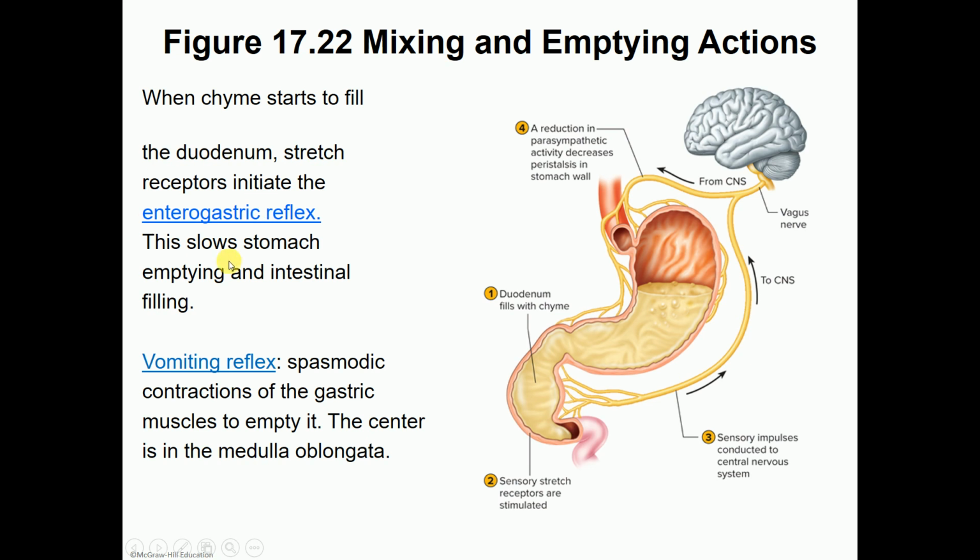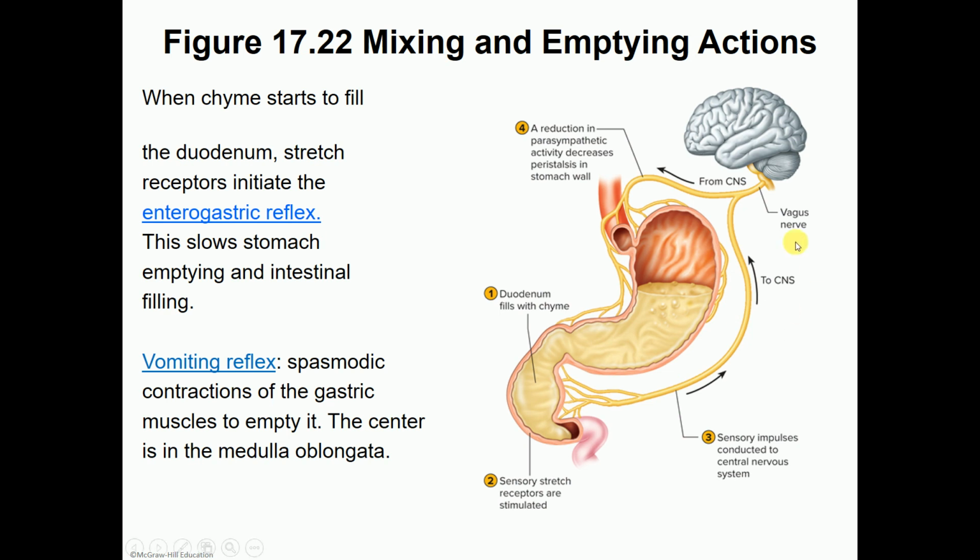The enterogastric reflex is a reflex that occurs when chyme goes into the duodenum. You're stretching the duodenum, you've stimulated those stretch receptors, and due to that reflex, that will lead to slowing down of the gastric motility, to slow down the process of gastric emptying.